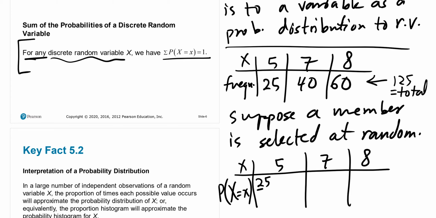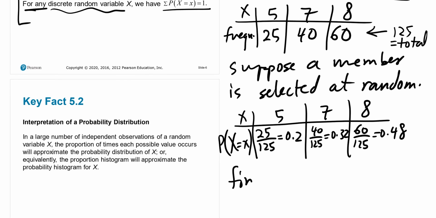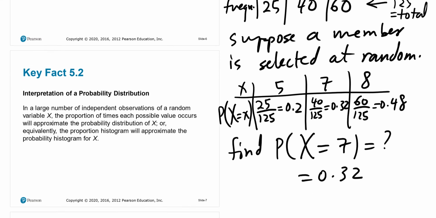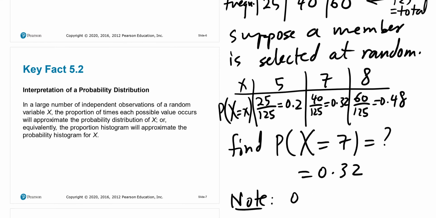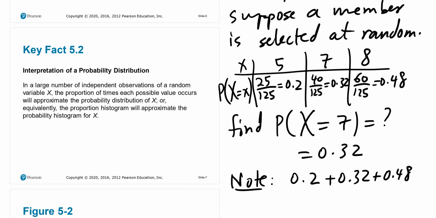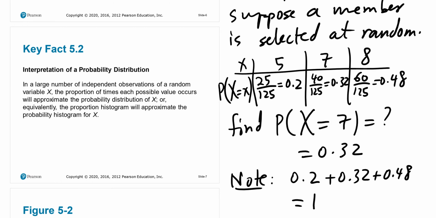So what do we do? We take the 25 divided by the total to get the probability, which is 0.2. Take 40 divided by 125, that's 0.32. Take 60 divided by 125, that's 0.48. So let's say they ask us to find the probability that x is 7. What is that going to be? Well, we just found it. This is 0.32. Again, as I said before, if you add these, 0.2, 0.32, 0.48, that gives us 1. And a probability distribution always has to add up to 1.